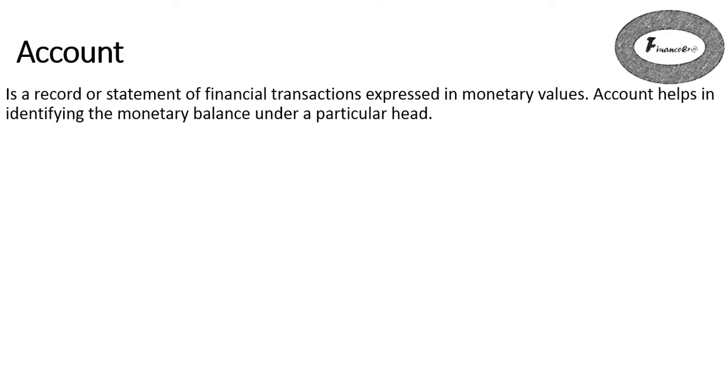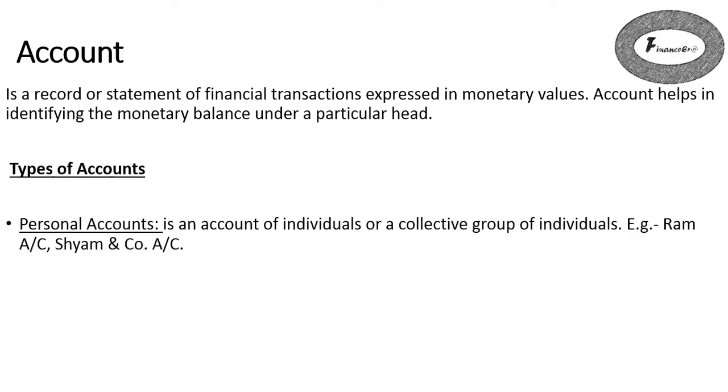We have been hearing a lot about accounting and the various terminologies. Let us understand an important aspect of accounting, which is an account. So what is an account? It is a record or statement of financial transactions expressed in monetary values. An account helps in identifying the monetary balance under a particular head. Types of accounts. There are two types of account. One is the personal account, and a personal account is an account of an individual or a collective group of individuals. Examples of personal accounts are Ram account, Sham account, etc.